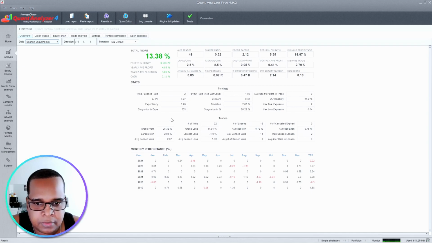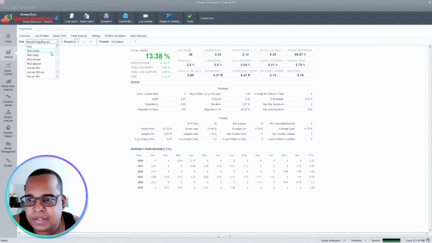So yeah, this is how it goes, right? And the last one, we didn't do the RSI 2 for the SPX. So let me look now at the Forex pairs.